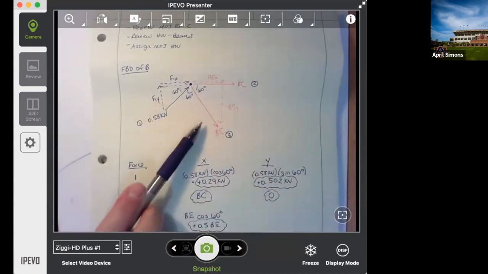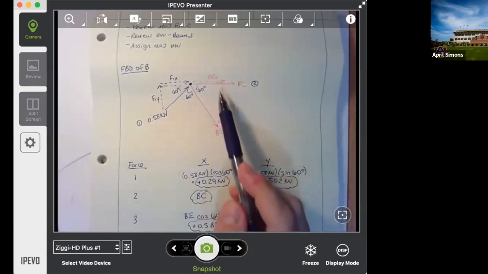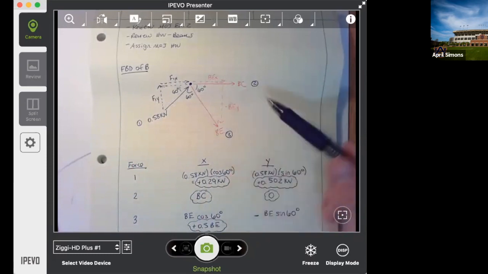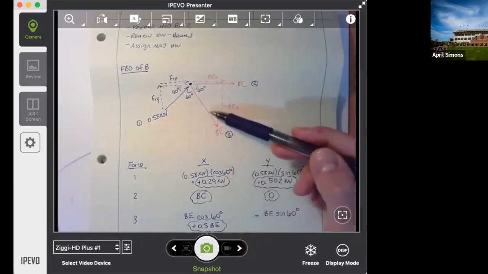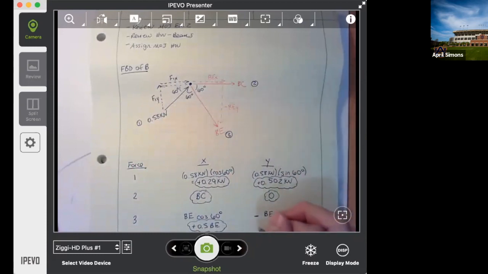And then BEY is negative BE times sine 60. Okay, negative, since drawing it in tension makes the Y component go in the downward direction. So that gives us a negative 0.866 BE for Y.